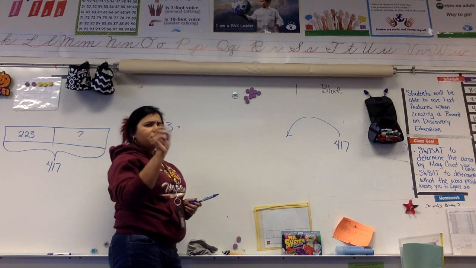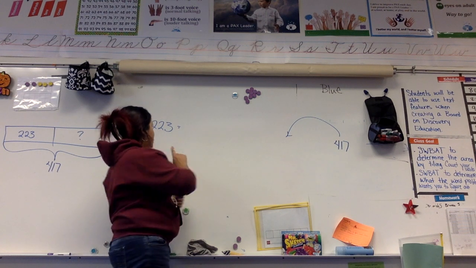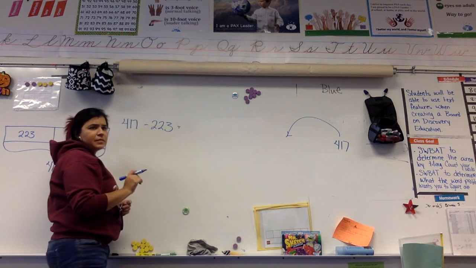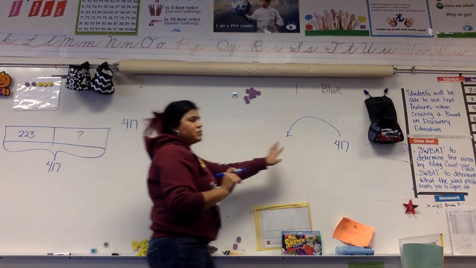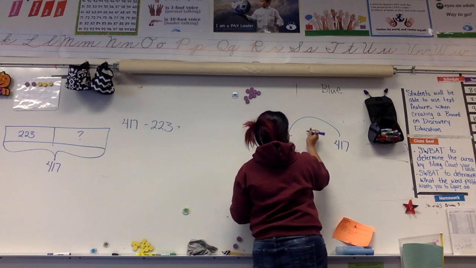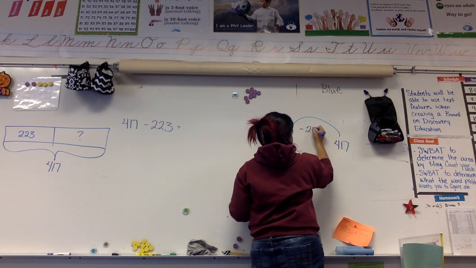I thought we did hundreds, tens, and ones for our jumps. How many hundreds do we have? Look at your problem. So how many hundreds are you going to subtract here? So how much is that? Okay.